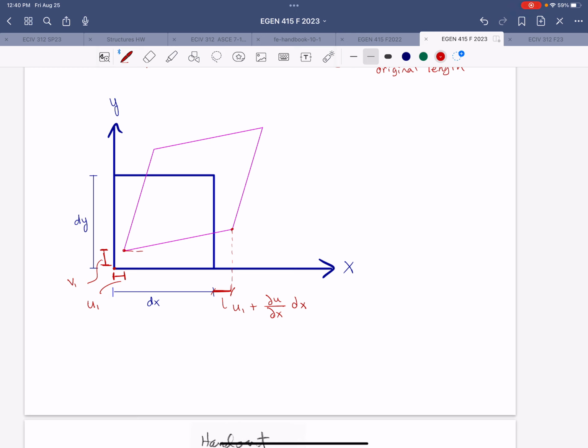So I'm now going to label this angle. I'm going to call that alpha. And then we'll define this vertical distance here, the change in position of that corner. So this is going to be equal to V1 plus the partial derivative of V with respect to x applied over the length dx. I'm going to use a highlighter here. This term is representing this portion of the displacement, because this portion right here is just our V1.